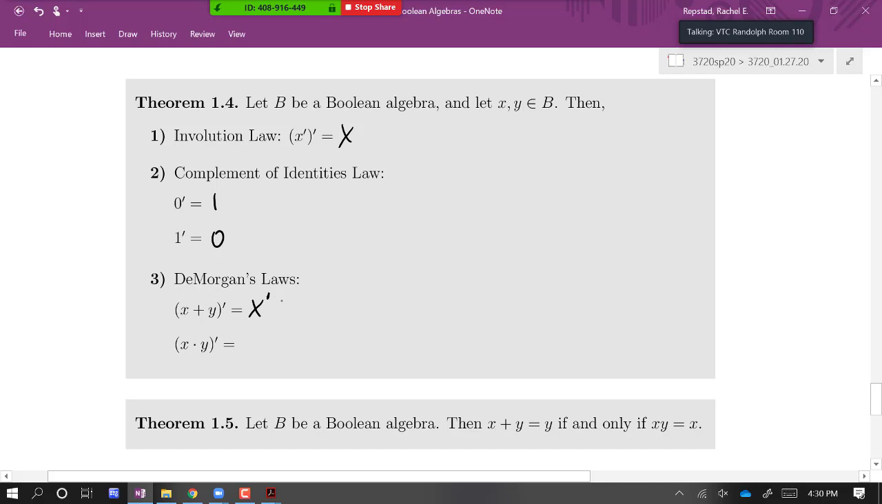So we can sort of distribute that complement as long as we change the operation, in this case from plus to times.